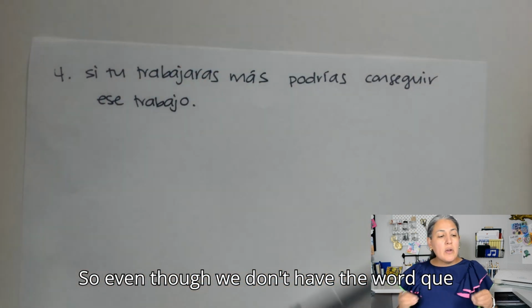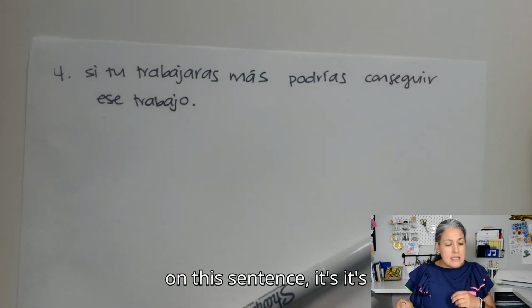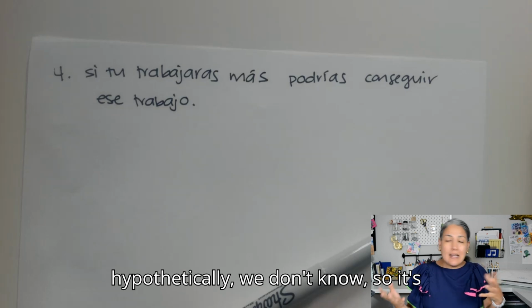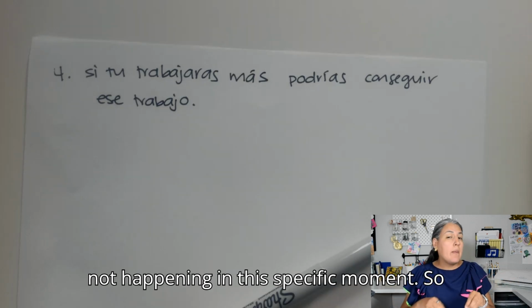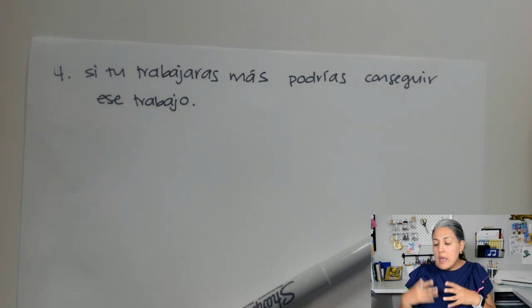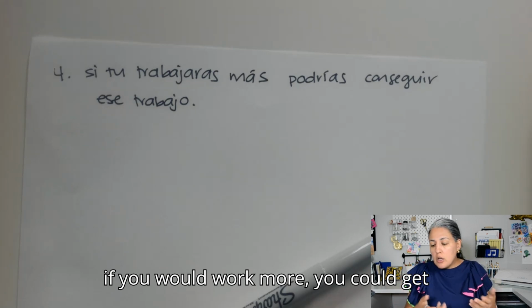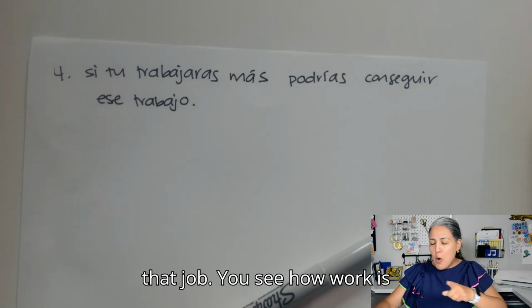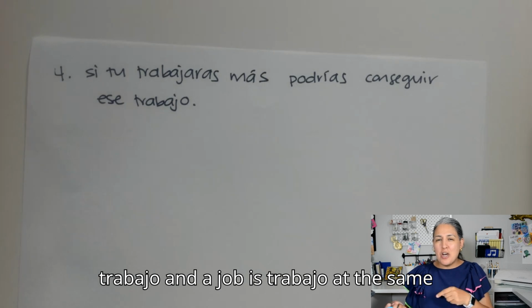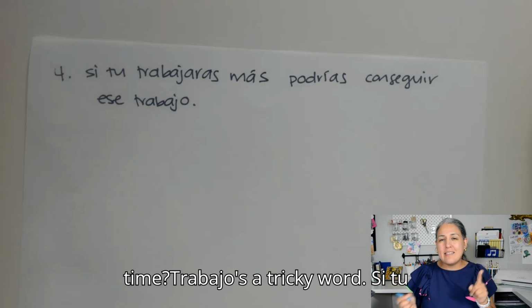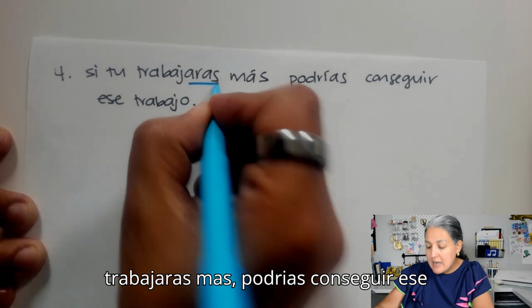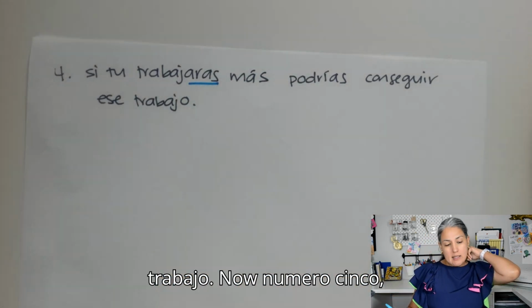So even though we don't have the word que on this sentence, it's hypothetical. We don't know. So it's not happening in this specific moment. So if you would work more, you could get that job. You see how work is trabajo and a job is trabajo at the same time? Trabajo is a tricky word. Si tú trabajaras más, podrías conseguir ese trabajo.